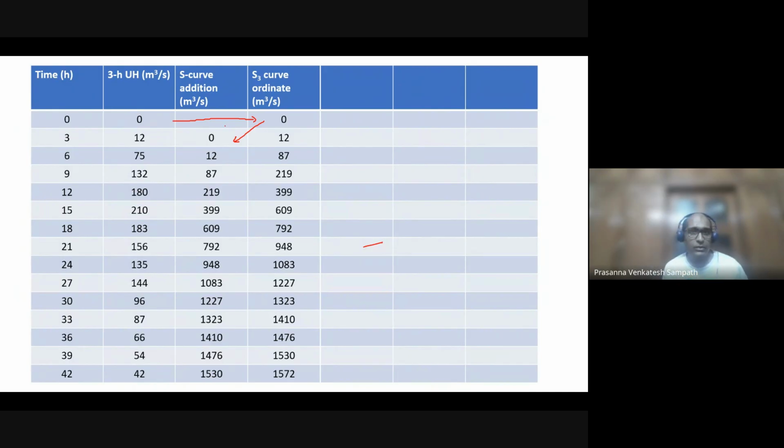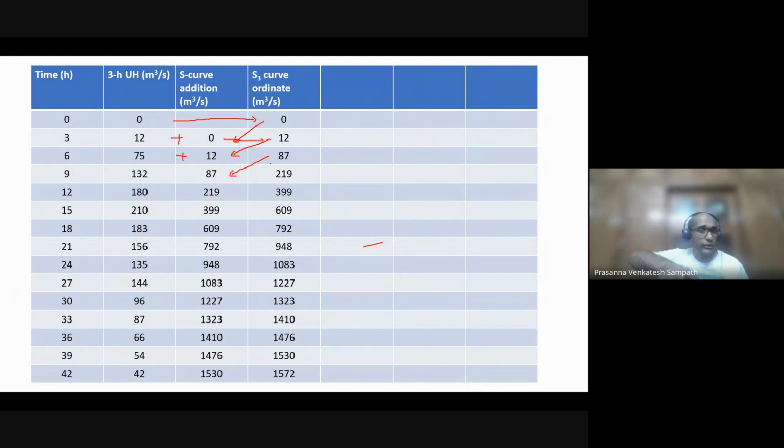Okay. So then 12 plus 0, 12, right? So this is 12 plus 0, and you get this number 12. And then this 12 again comes down, 75 plus 12, 87. And then 87 comes down here, and then 132 plus 87, 219, and so on. Right. So you have to keep doing this for the 60 hours that is being given.